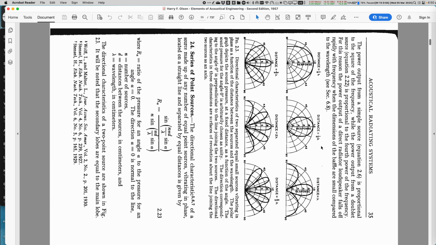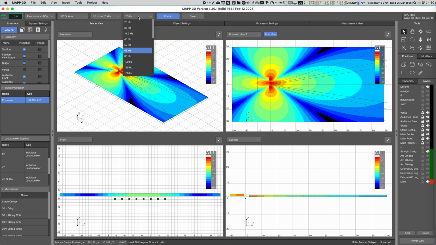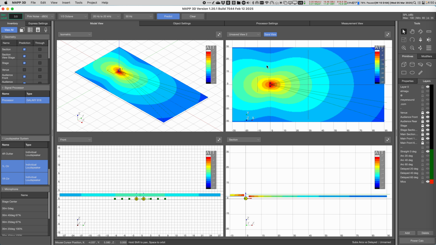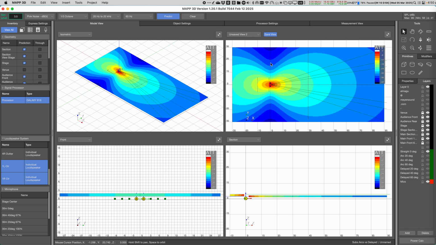And this one is the pattern when we use half of the wavelength as the separation, in this case by half of the distance between the speakers. And now it should be in the correct frequency, 63 Hertz. Okay, so this is what has been explained.